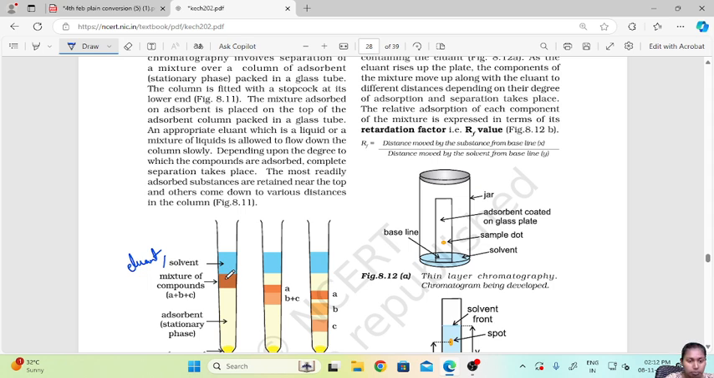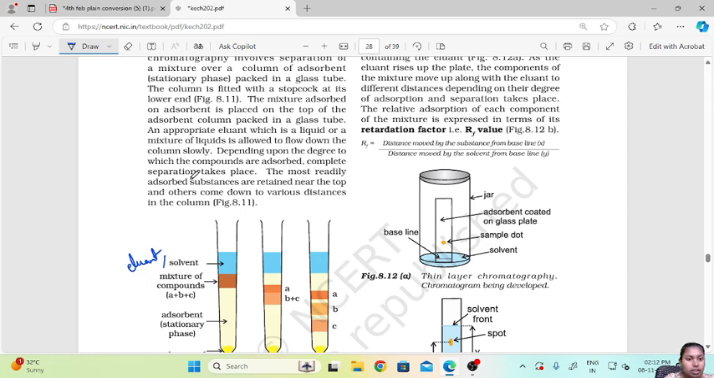Now, at what point is your A adsorbed? At what point is your B adsorbed? At what point is your C adsorbed? In that particular region, your compounds will start separating out. You have to continuously keep your eluent flowing.